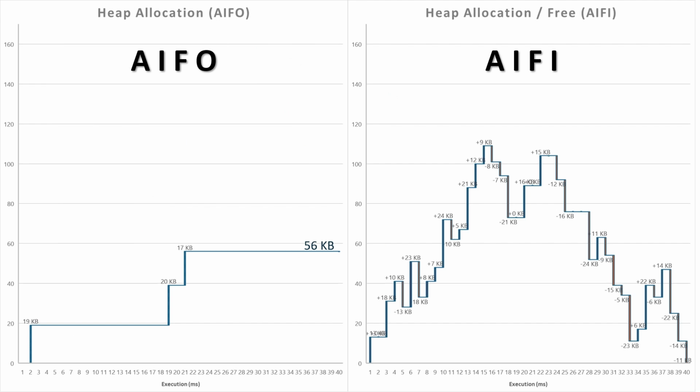Here we separate the heap memory allocations into two different categories. The first is AIFO, allocated in, freed outside the trace. Three allocations totaling 56 kilobytes were allocated but not freed within the context of the trace. If an allocation was leaked, it would be one of these. It was allocated but could never be freed. The second is AIFI, allocated in, freed inside the context of the trace. By definition, this chart will always end up at 0.